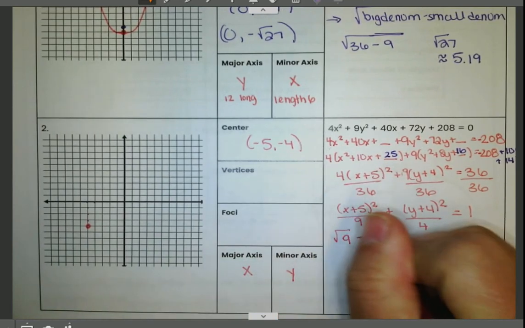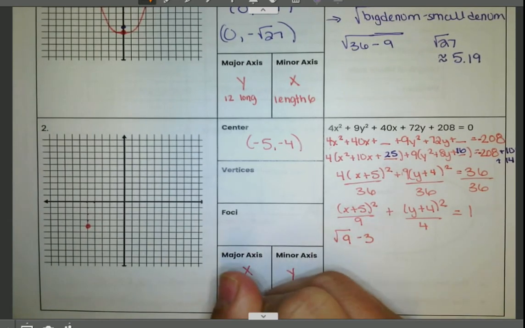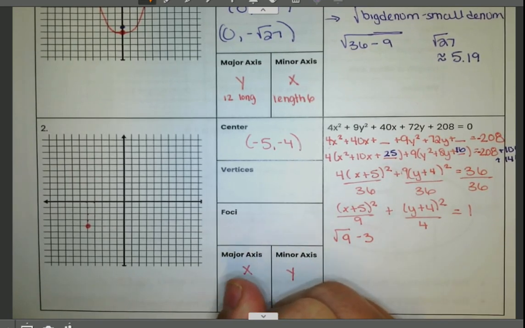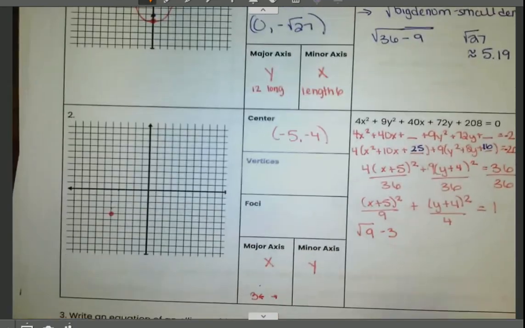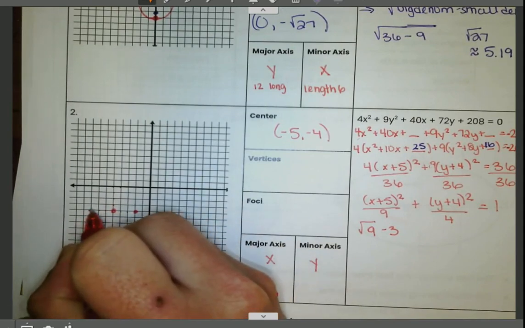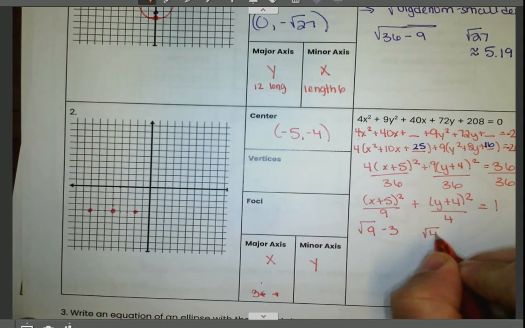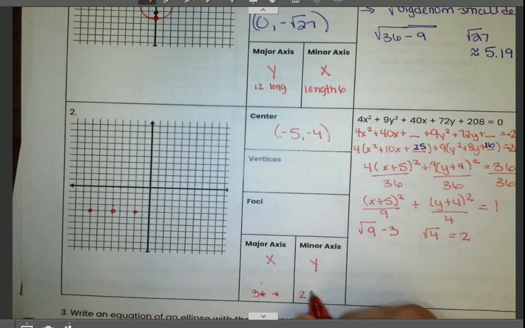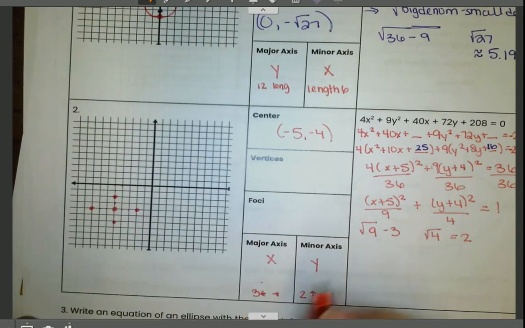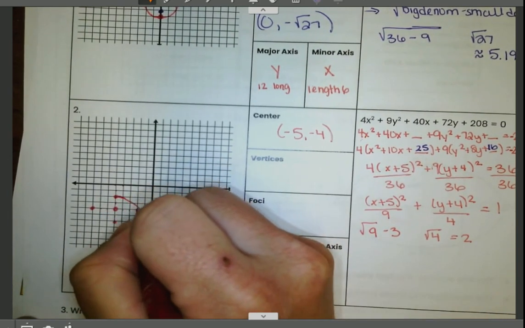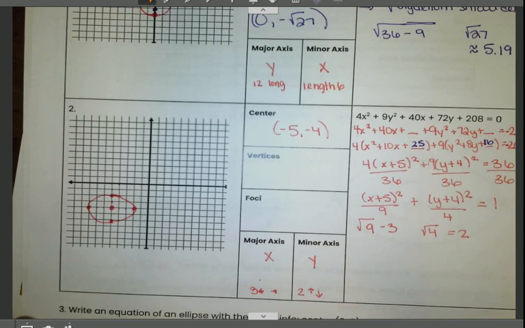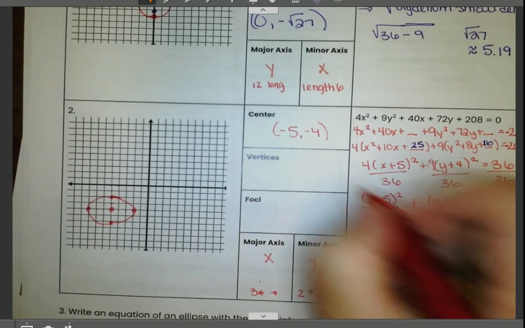So the square root of 9 is going to give me 3. And that's going to go left and right that we're going to count. I can do that now. So I'm going to go 1, 2, 3, put a dot. 1, 2, 3, put a dot. My minor axis is 4. So I'm going to go 2 up and down. So this one is much smaller than the first one. And it's a little more circular because our axes are close in length.